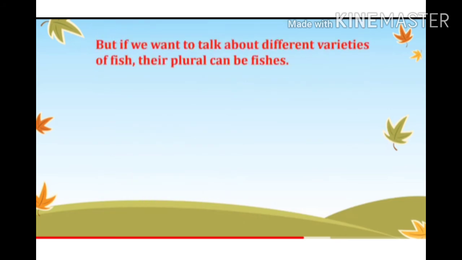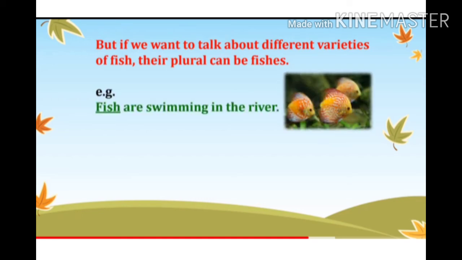But if we want to talk about different varieties of fish, their plural can be fishes. That means if we are talking about various kinds of fishes, then their plural can be fishes. Let us take an example to explain this better to you. Fish are swimming in the river. Now have a look to this picture. They are the same kind of fish that are swimming here. So here fish, though they are more than one, still fish will remain fish only. Fish are swimming in the river.